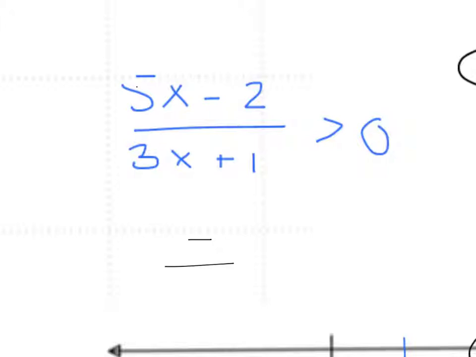3 times a negative. Let's exaggerate that negative. Let's make it negative 10. Plus 1 is going to stay negative. A negative divided by a negative is going to come out positive. Is a positive number going to be greater than 0? Yes, always. Okay. Do you get the concept of testing signs now?